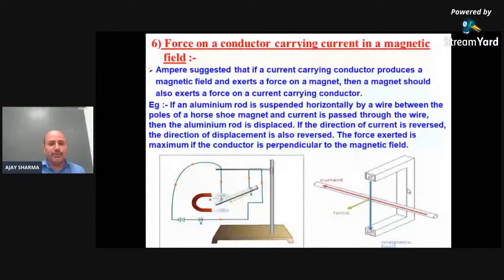So I hope that this rule is clear to you with the help of these two diagrams. You can stretch your fingers practically and take a wire, stretch your fingers accordingly and see in which direction the force is pointing. So let us move further now. This is very important point to be noted here. That is the force on current carrying conductor.